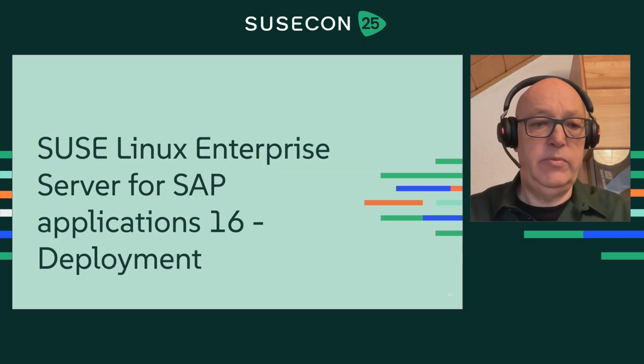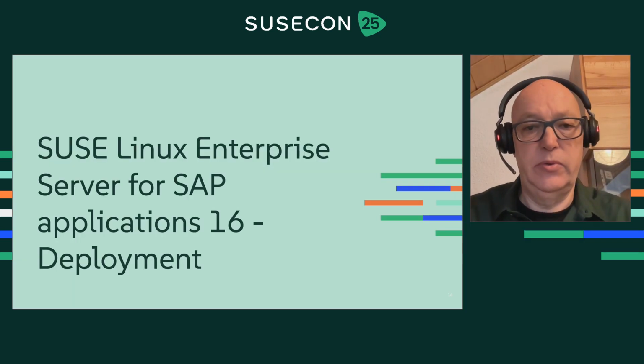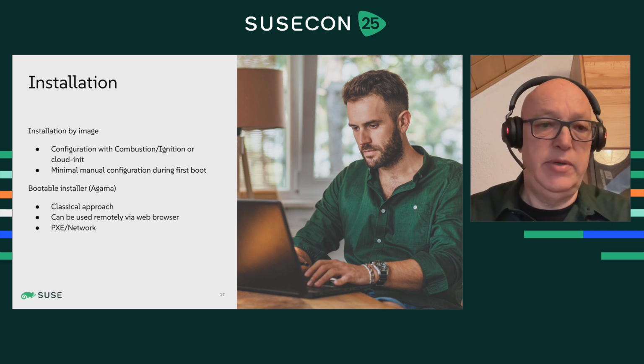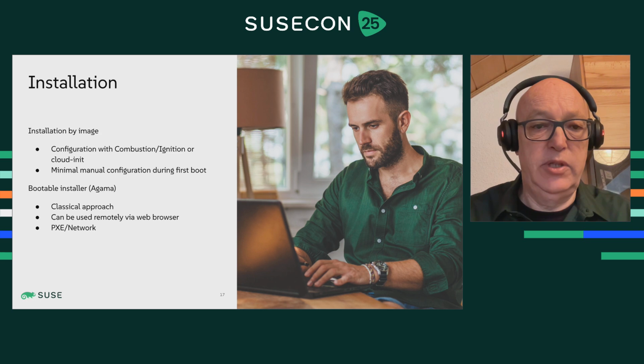Thank you, Dimitra. I want to talk a bit about the deployment of the SUSE Linux Enterprise Server for SAP Applications 16. So for installation, we offer the possibility to install by image. The image can be configured with Combustion and Ignition or the more classical cloud-init way. We also have the possibility to even boot just the image and do some minimal manual configuration during the first boot. The other more classical approach is to start an installer. In this case, this is the new installer Agama, which can be used remotely via web browser. And it's also possible to boot via PXE and install via network.